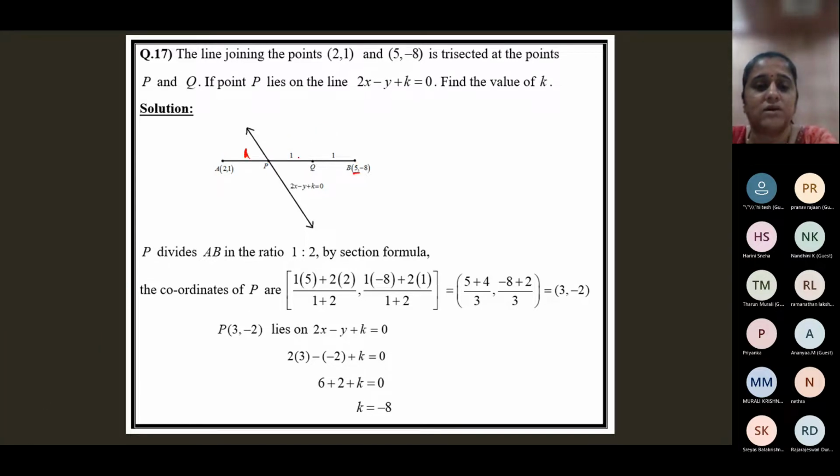Okay, so that you should know. So the coordinates of P are (3, -2). Now, this should satisfy the equation 2x minus y plus k is equal to 0. So substitute the values of x and y and find the value of k, which is -8.